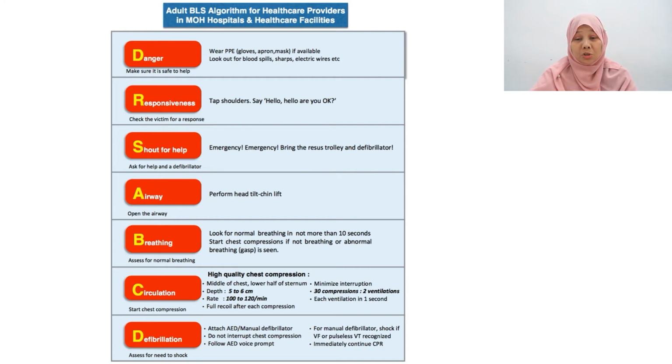Danger. We have to make sure that it is safe to help the victim and at the same time be safe for ourselves. So the personal protective equipment is to ensure that it is safe for the one being rescued and also yourself as the rescuer.